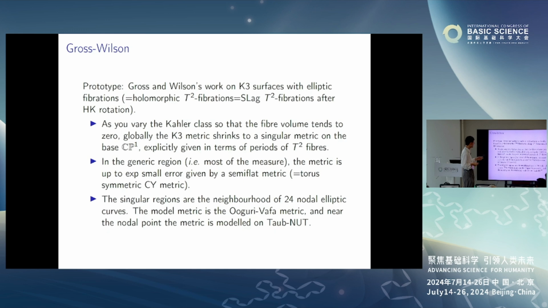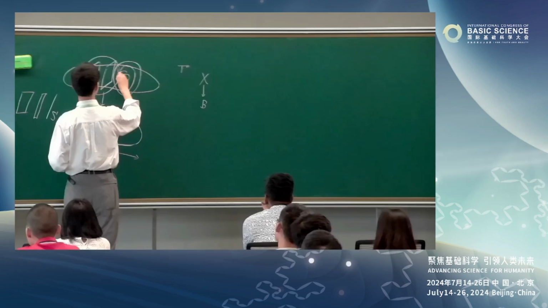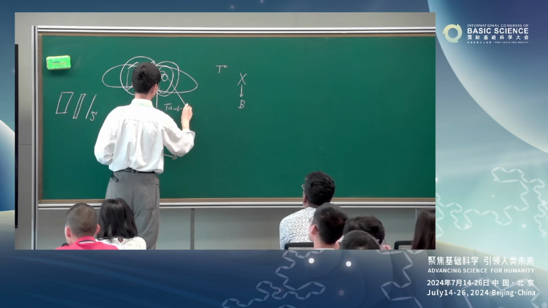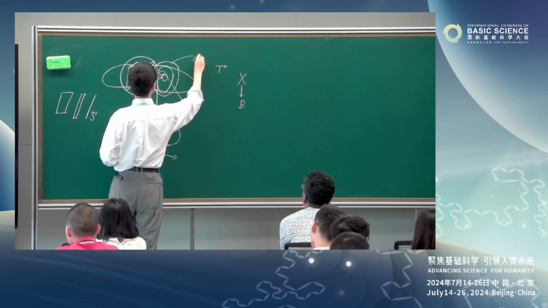And the singular regions are the neighborhoods of 24 nodal elliptic curves. 24 comes from the fact that the K3 surface has Euler characteristic 24. Each singular fiber contributes 1. And there, the model metric is the so-called Ooguri-Vafa metric. So that describes this region. And inside the Ooguri-Vafa metric, there's an even smaller region called the Taub-NUT metric. This is Ooguri-Vafa.